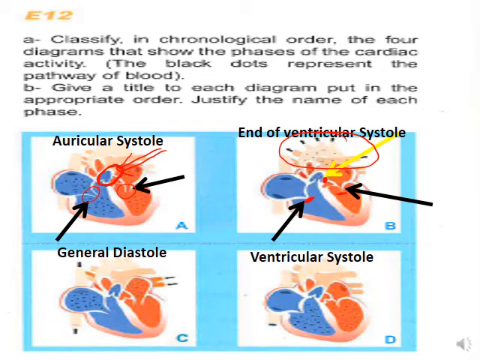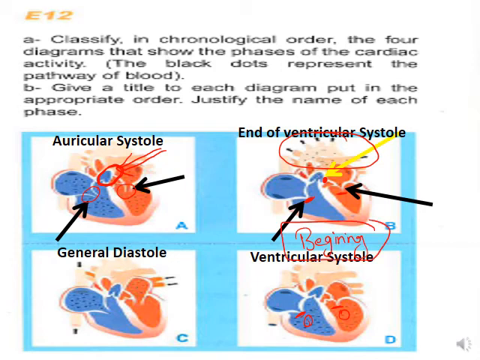While blood is found where? Inside the ventricles here. So the bicuspid and tricuspid valves are closed, while the sigmoid valves are still closed till now. They will open later on. So here is the start, the beginning of the ventricular systole.